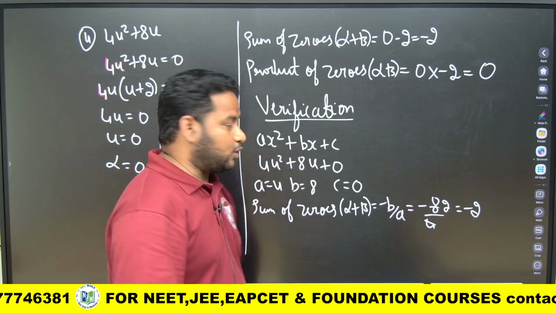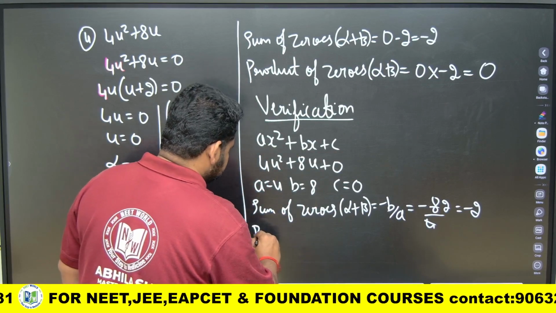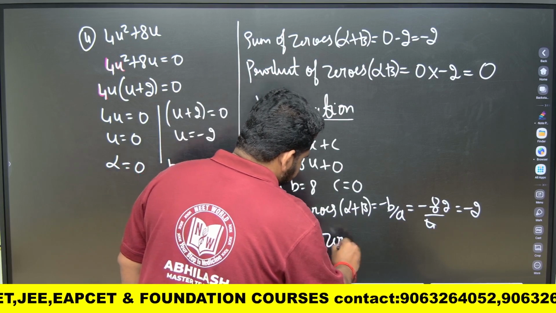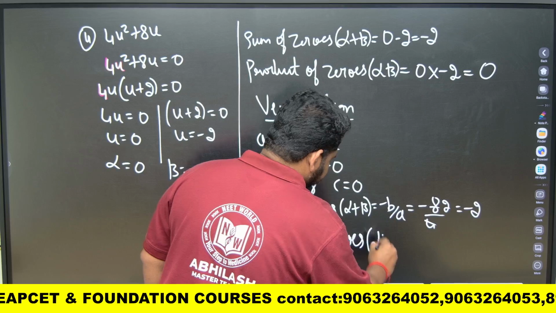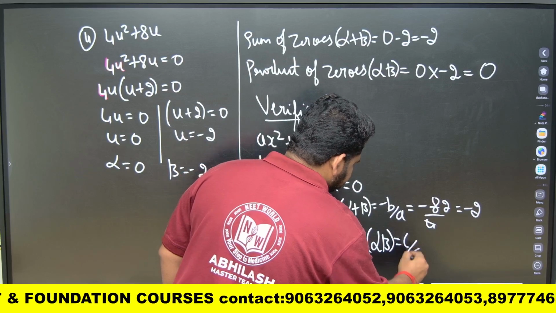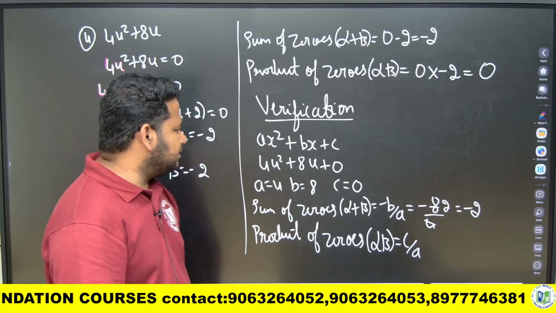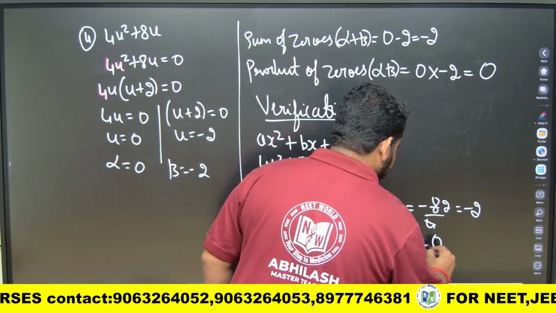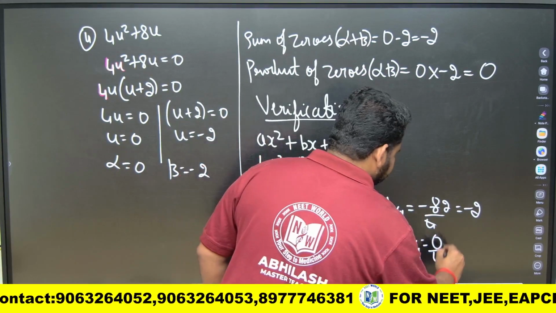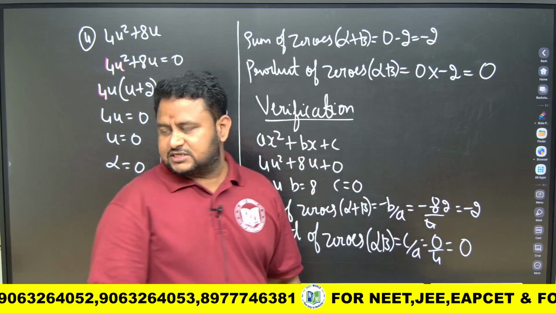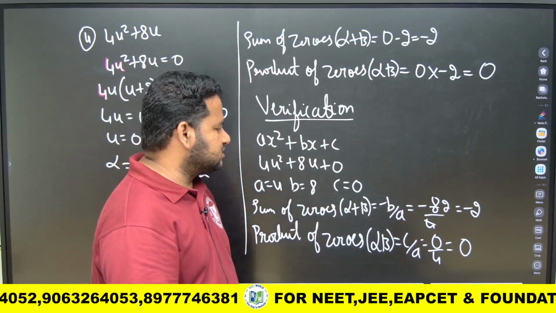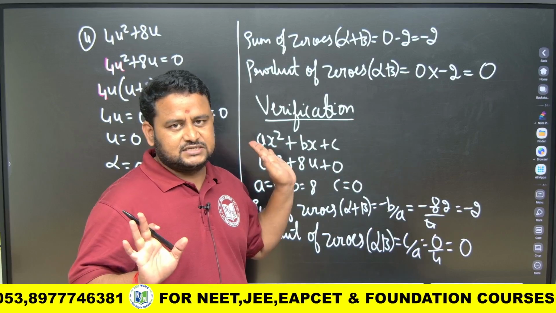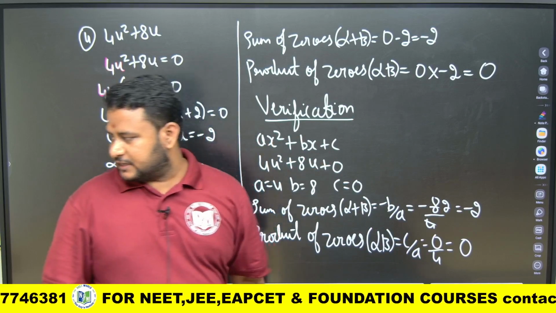Now let us see the product of the zeros. Product of zeros, alpha beta, is equal to c by a. What is the value of c here? C here is equal to 0. So 0 by anything is 0 itself. 0 by a, where a is 4, we will get it as equal to 0 itself. Is it clear? There also we got 0, here also we got 0. Hence it is verified. I hope it is clear.